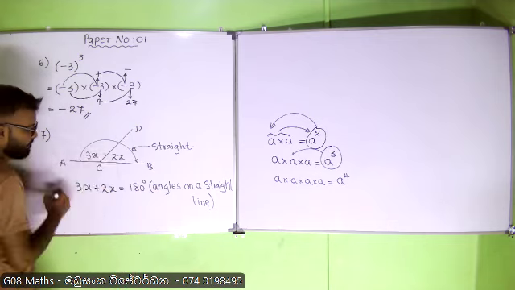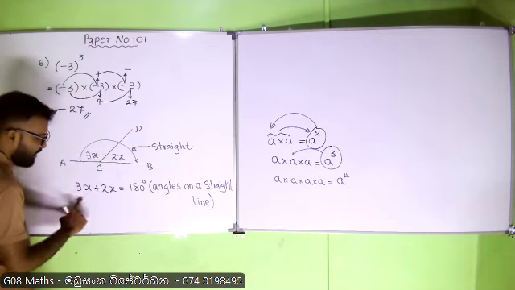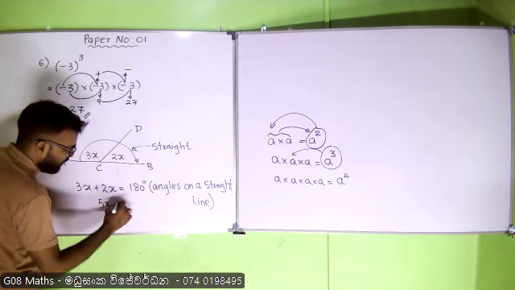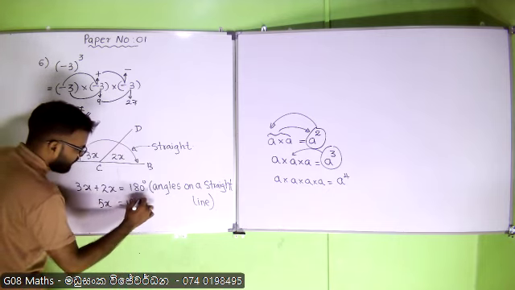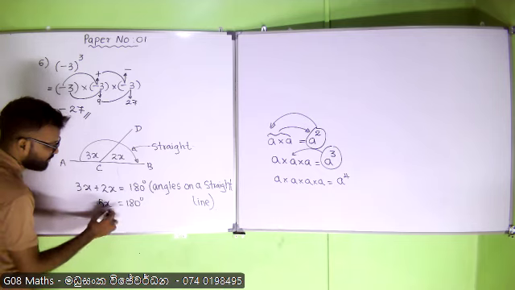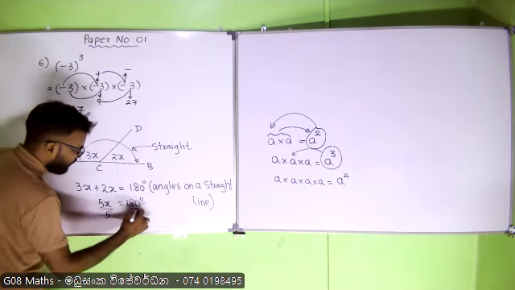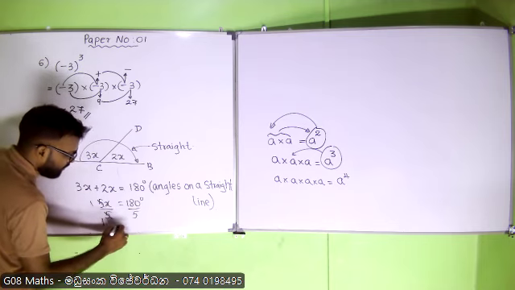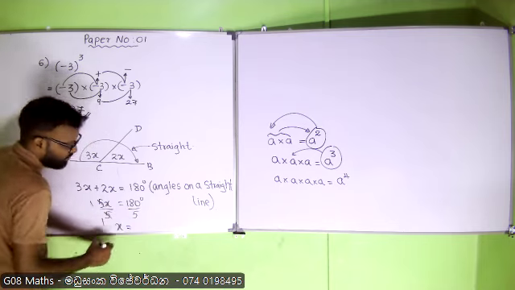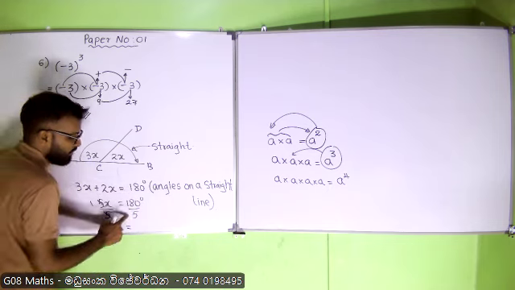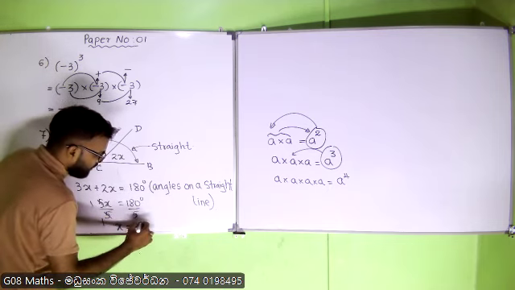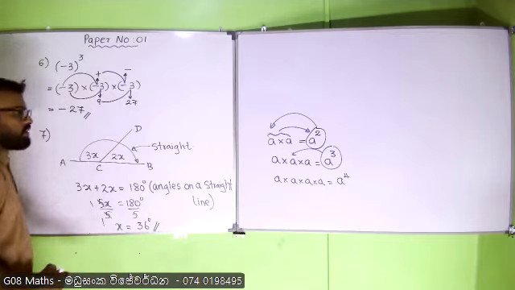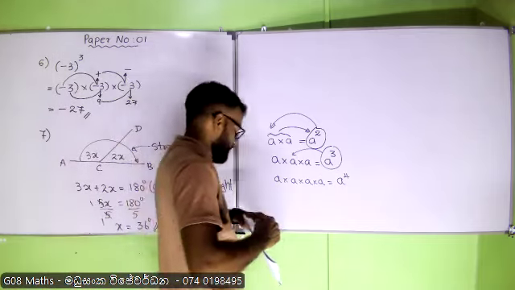So you know how to simplify it. 3x plus 2x equals 5x, equals 180. If you want to find the value of x, you are going to divide both sides by 5. X equals 180 divided by 5. 5 times 3 is 15, 5 times 6 is 30, so x equals 36 degrees.